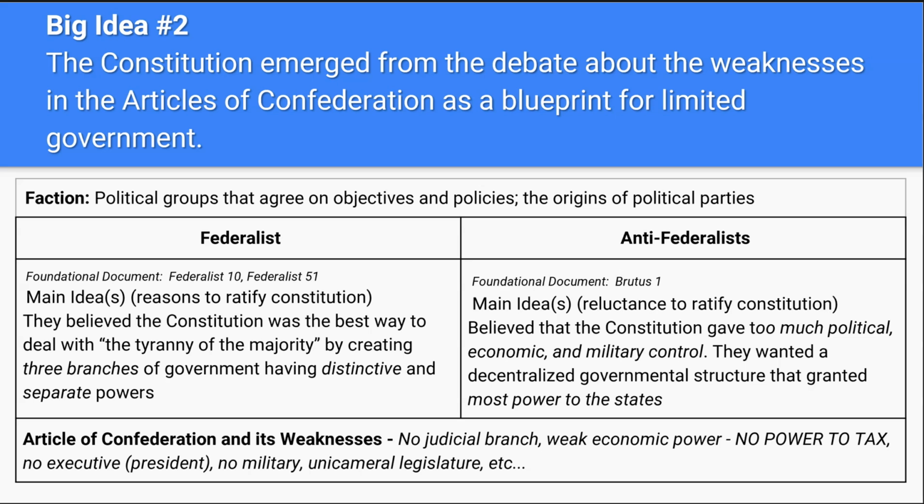Now, if you remember the weaknesses of the Articles of Confederation, there certainly were many. There was no judicial branch. It had very weak economic powers, including no power to tax. There was no executive. There was no military, and it was a unicameral legislature, and it required significant support in that unicameral legislature to pass legislation and to change or amend the articles.